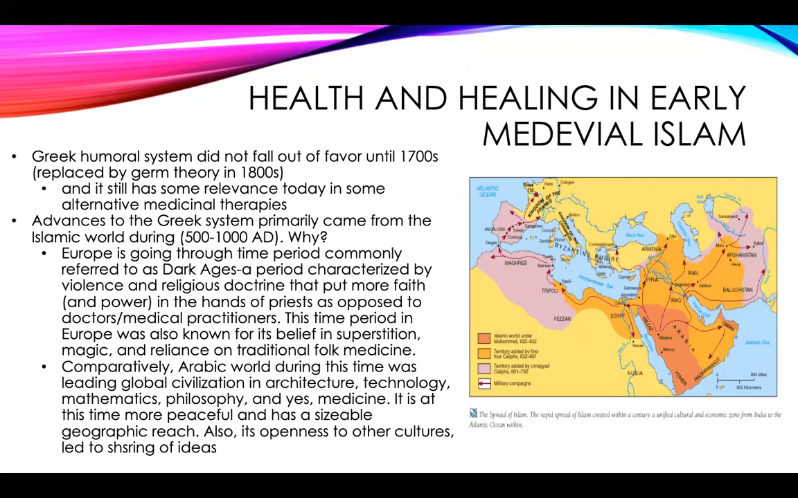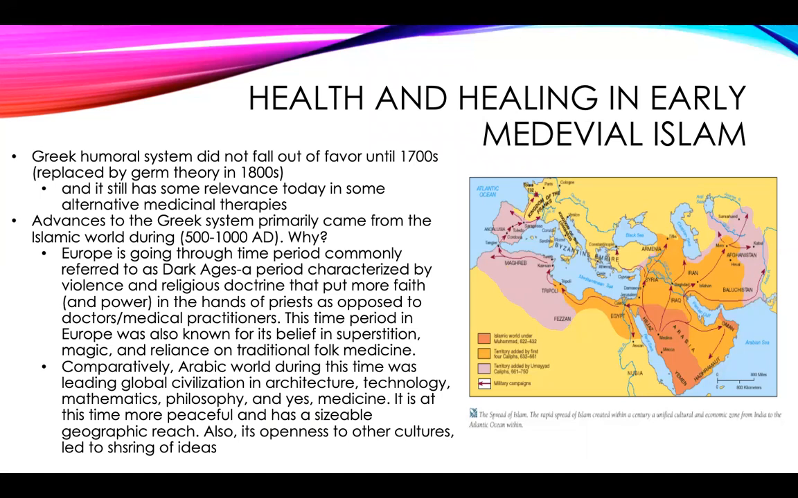And it's worth noting that the Greek humoral system, as crazy as it may sound to us, didn't really fall out of favor until we reached the 1700s, the Enlightenment. And then it was pretty effectively replaced by the 1800s, when people started to understand germs and we created germ theory. And it still has some relevance today in alternative medicine.